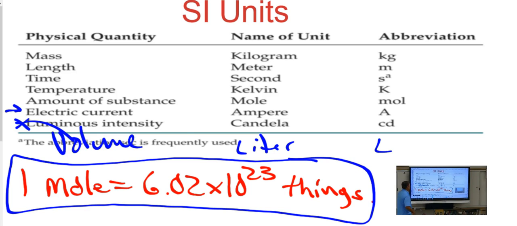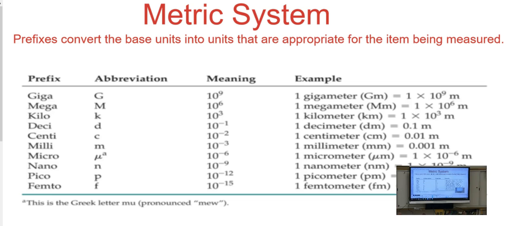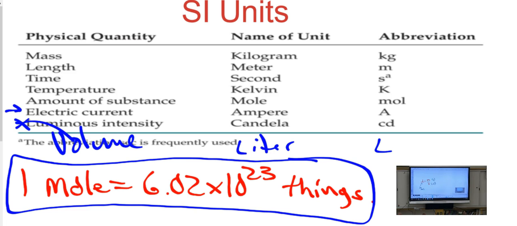All right, the power of the metric system is that it's based on tens. You just move the decimal one place to the other when you convert.